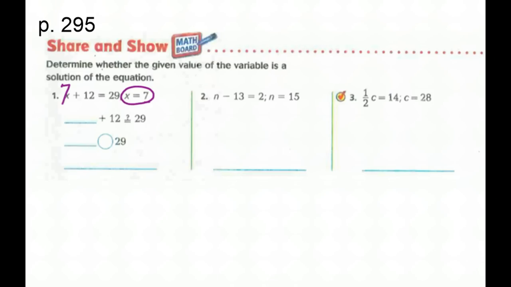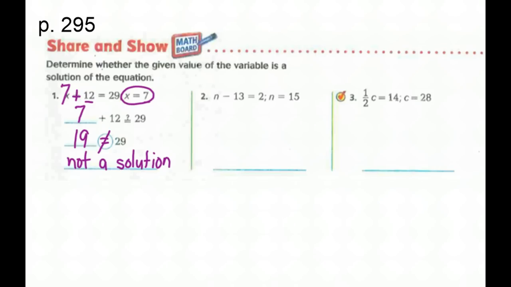so basically if you plug it right in for x, is 7 plus 12 29? So you just plug the 7 in for the x. 7 plus 12 is 19. So does 19 equal 29? It does not. So you put a slash through the equal sign, and that means does not equal. So then on the line, you would just write not a solution. So 7 is not a solution for x plus 12 equals 29.